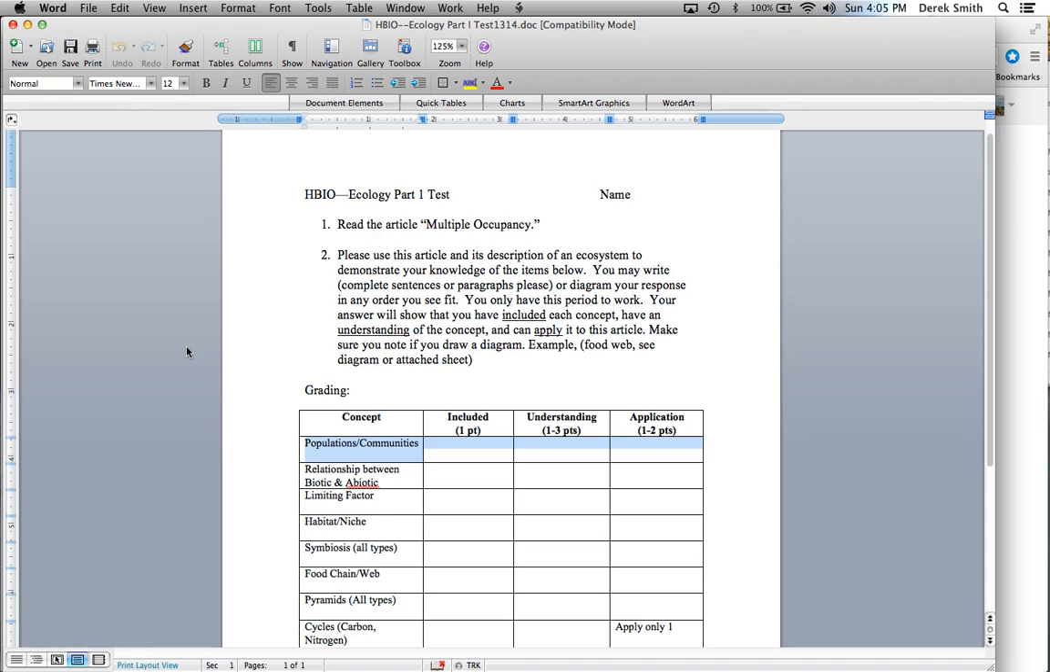I'm not going to pass these back because I don't want to waste any more class time passing them all back and going over them. If you want to see them and you want to see what you missed or why you didn't get your test grades as much as you wanted, come see me before or after school.